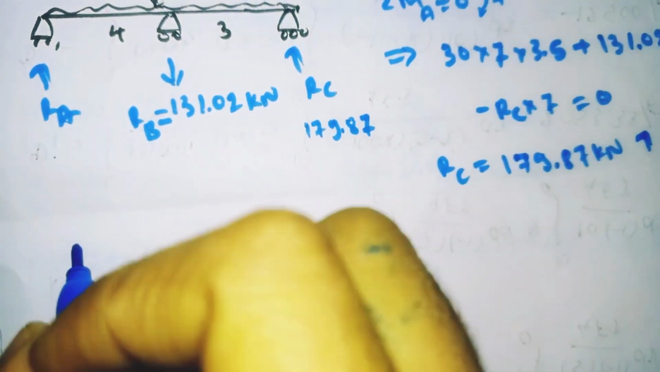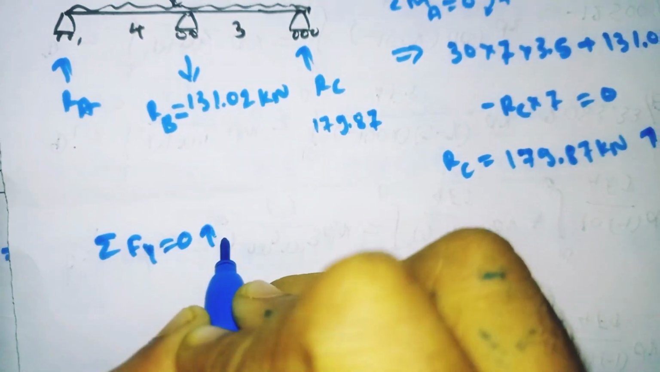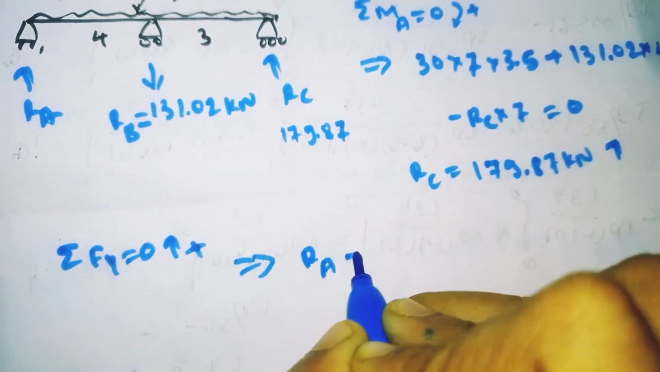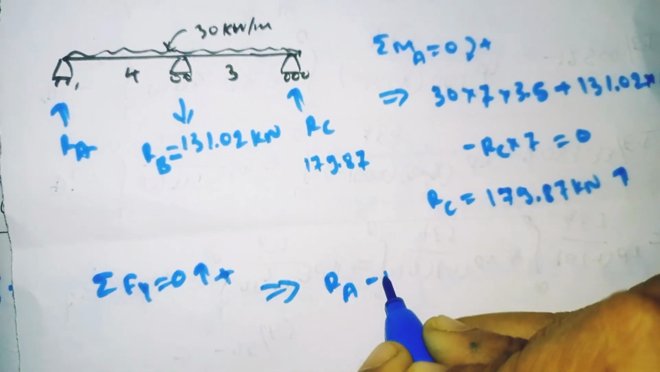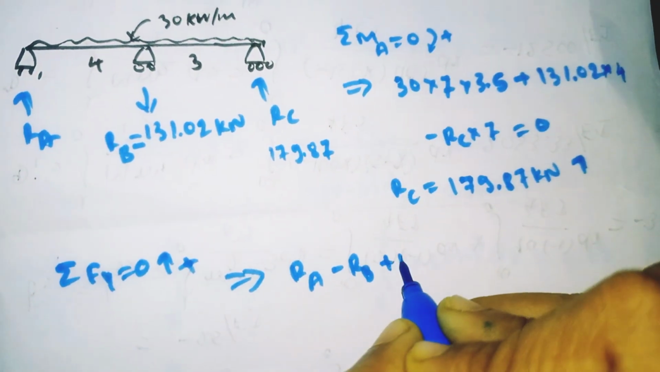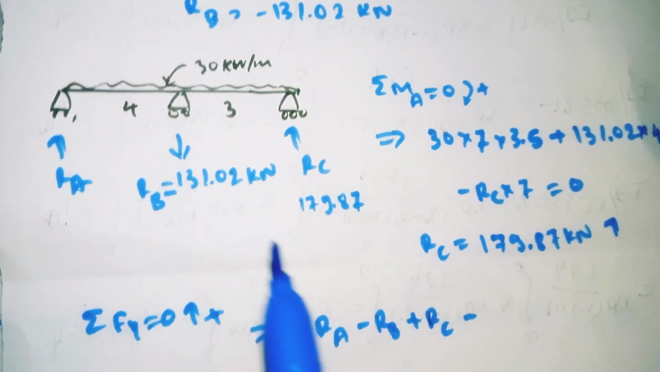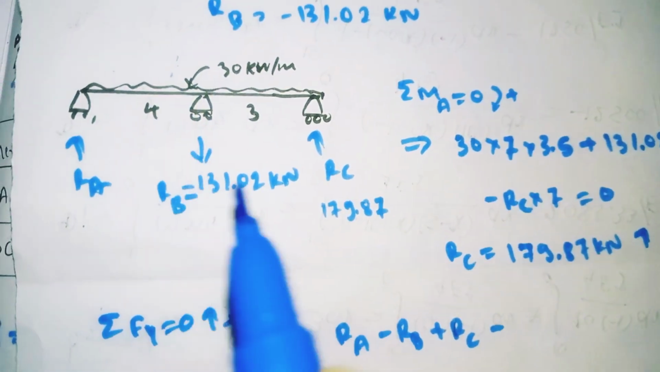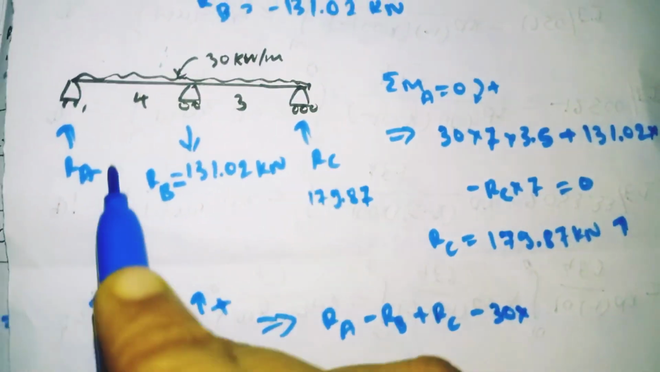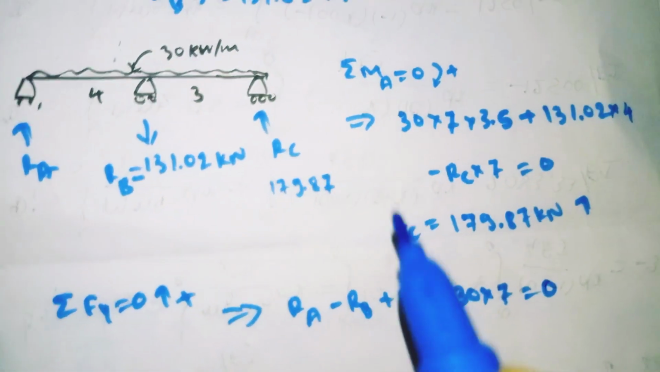Similarly, we need to find the RA. For that, summation of all the vertical forces is equal to 0, upward we need to take as positive. Here RA is going upward, RB is coming downward, so minus RB, and plus RC is also going upward, positive RC, minus, if you convert UDL into point load, it moves downward like this. Now it moves downward means negative. So minus UDL is 30 at a distance from here to here. UDL distance is 7. So 30 into 7. If you convert UDL into point load, it moves downward.